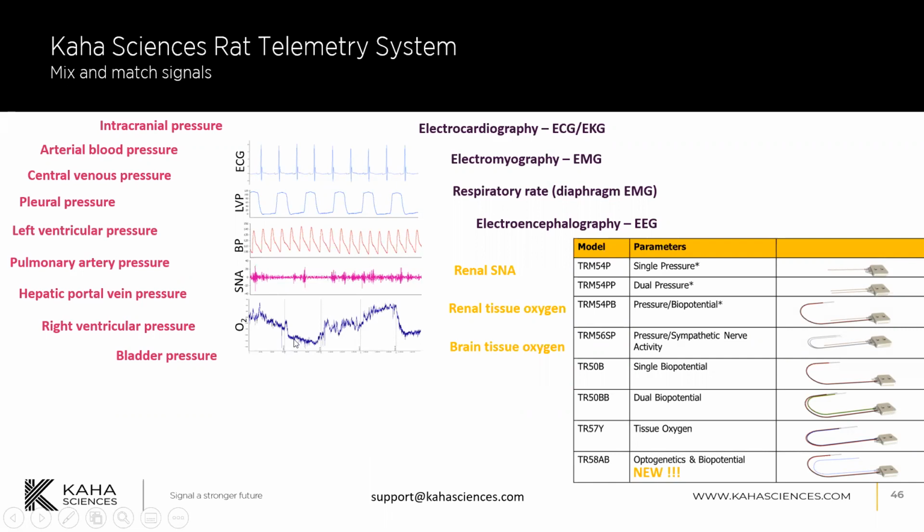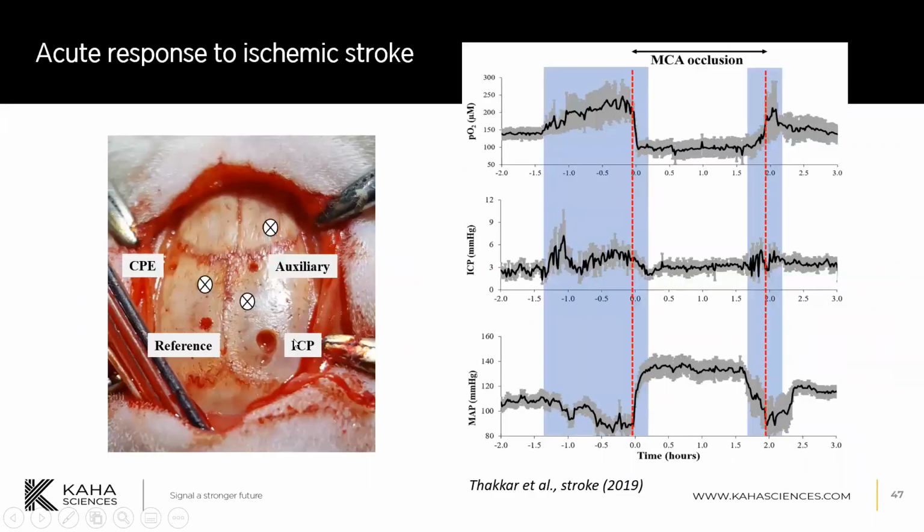Or you might choose to do what Pratik did in the webinar he presented last week from his paper recently published in Stroke, and he measured tissue oxygen with intracranial pressure and mean arterial and blood pressure in the abdominal aorta using one of our dual pressure telemeters. And we can custom make these with a long catheter for recording from intracranial pressure from the brain. So you can see his setup here.